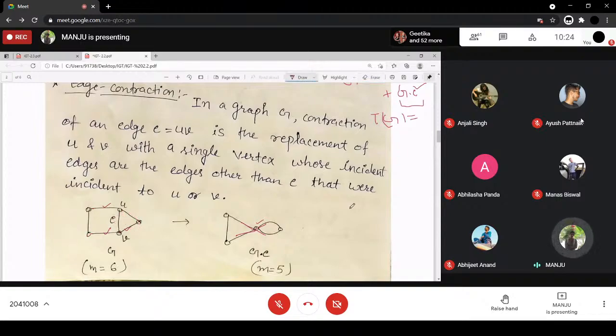And if you contract any edge in Cn, are you getting a cycle again? If you are contracting any edge in Cn, what will you get? Yes, two vertices are forming the same vertex, so this will be Cn minus 1. Clear?